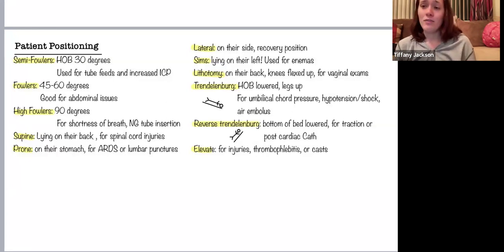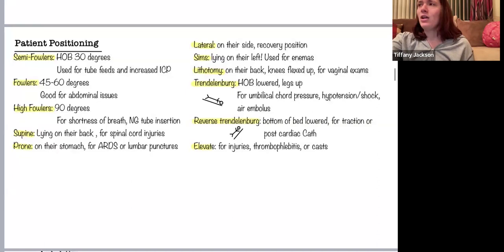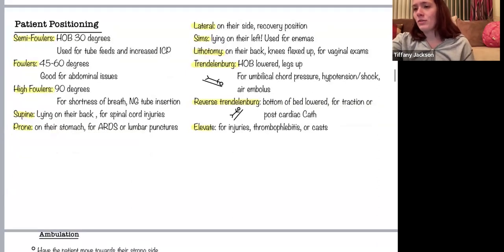On the opposite, we have reverse Trendelenburg. This is what we use for patients after a cardiac cath. If they went in through the femorals, patient has to keep those extremities straight. And finally, elevate. We elevate the extremity for any sort of injuries, thrombophlebitis, or casts.